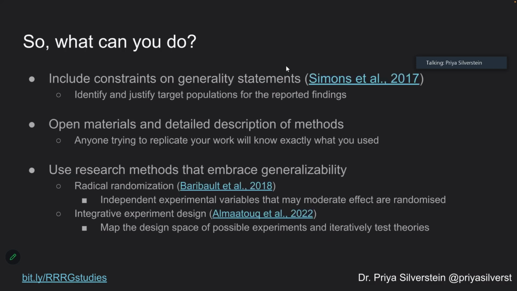So what can you do? One thing you can do is include constraints on generality statements. So this is to basically identify and justify the target populations for the reported findings. So in your papers, you basically say, we think these results would generalize to these contexts. We're not sure about these other contexts.